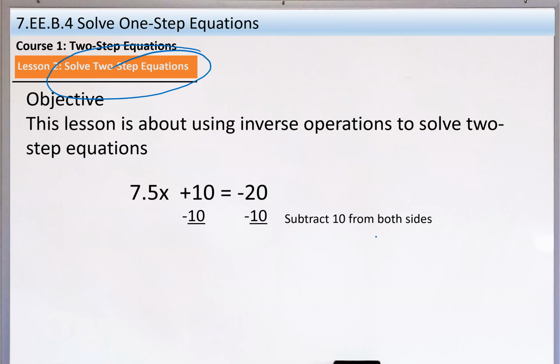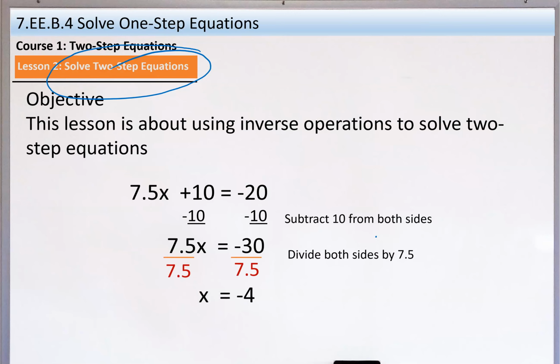So rather than deal with this 7 first, it's almost like the opposite of PEMDAS. I don't do multiplication first. I'm going to do my subtraction first. I'm going to undo the plus 10 by subtracting 10 from both sides. Now I'm left with the one-step equation. I divide both sides by 7. My answer is negative 4.